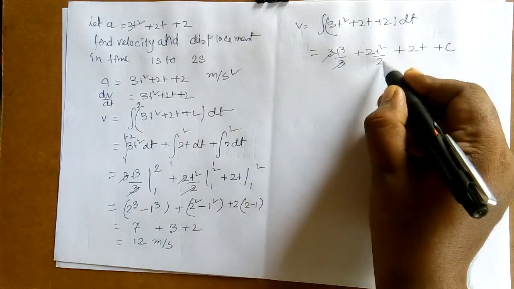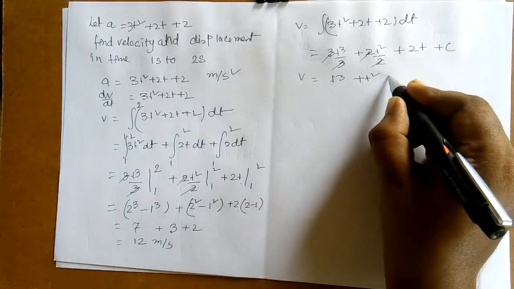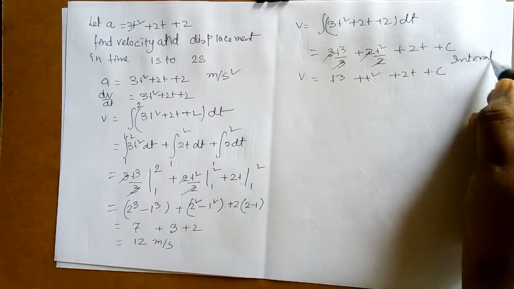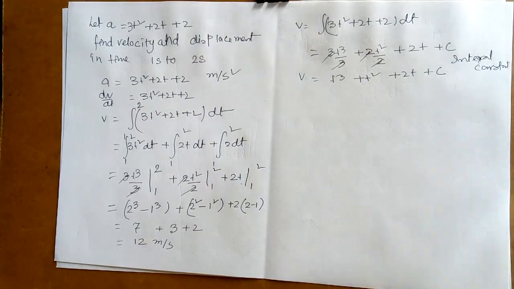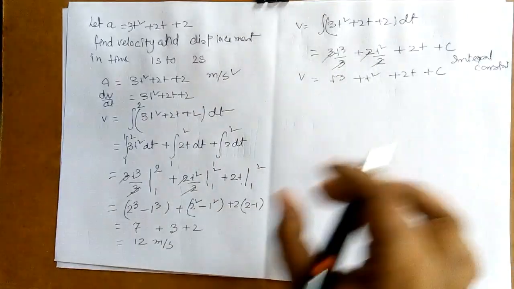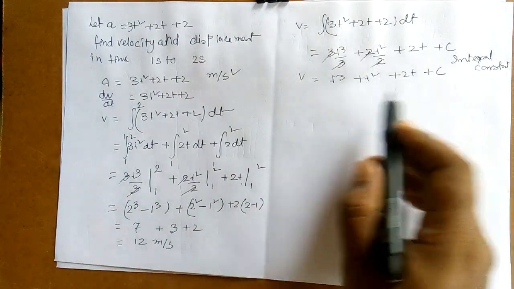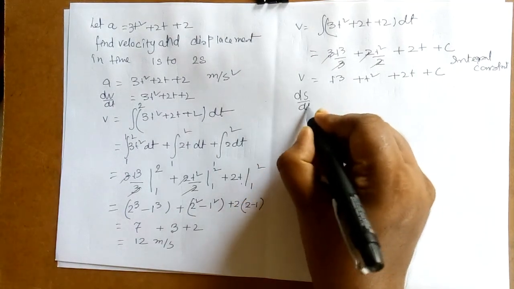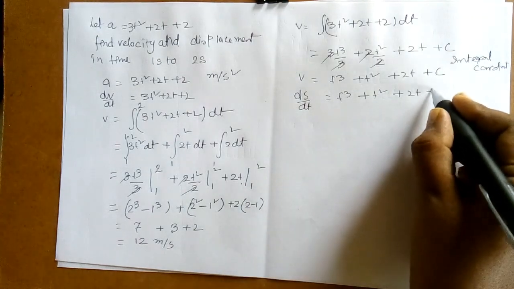So 3 will be cancelled out, 2 will be cancelled out. So v equals t cube plus t square plus 2t plus c. Now c is the integral constant. Now you might be asking, sir, why are we not using any limit here? We are not using any limit because we just want to find the function, not the value. Here you see the value has come, but here we want the function, what function of time that velocity is. And now velocity equals ds by dt, that is equal to t cube plus t square plus 2t plus c.